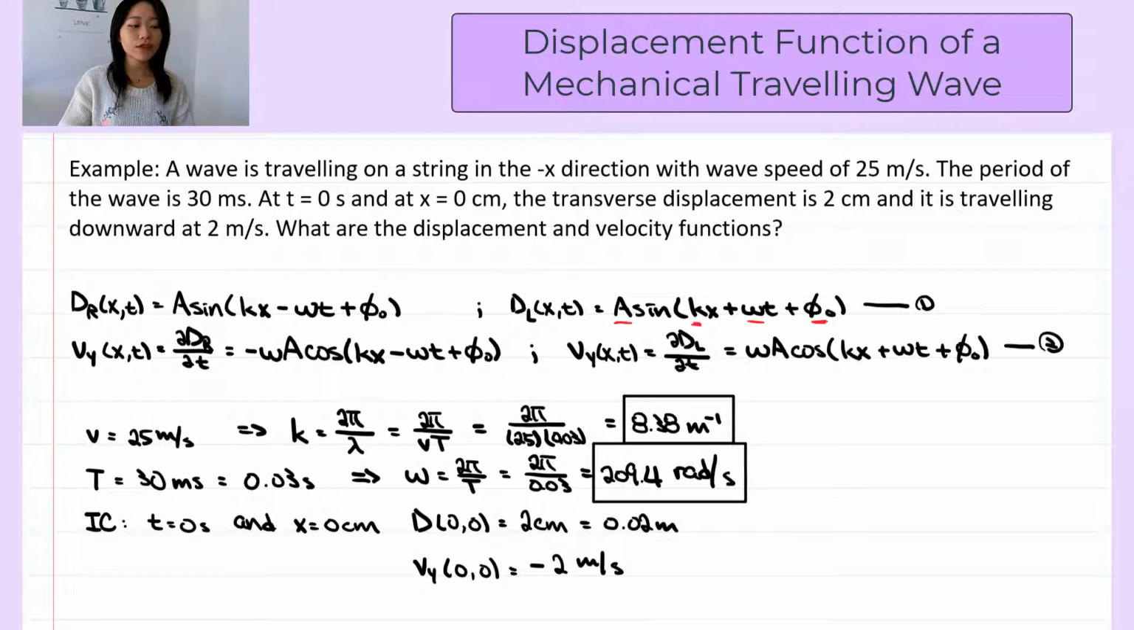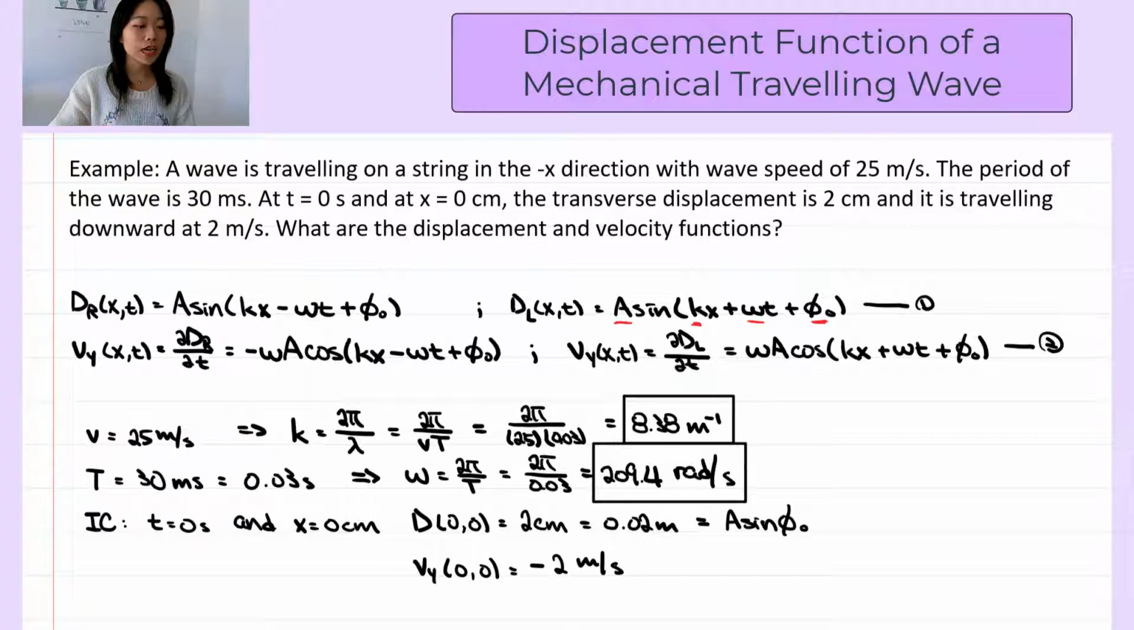Now we have the angular frequency and the wave number. We still need the amplitude and the phase constant to write down the displacement function. And remember that amplitude and the phase constant are determined by the initial conditions. So now we need to use the initial conditions given. It's given that at x equals 0 and t equals 0, displacement is 0.02. And let's substitute x equals 0 and t equals 0 into our equation 1. Then we get amplitude times sine of phi naught.